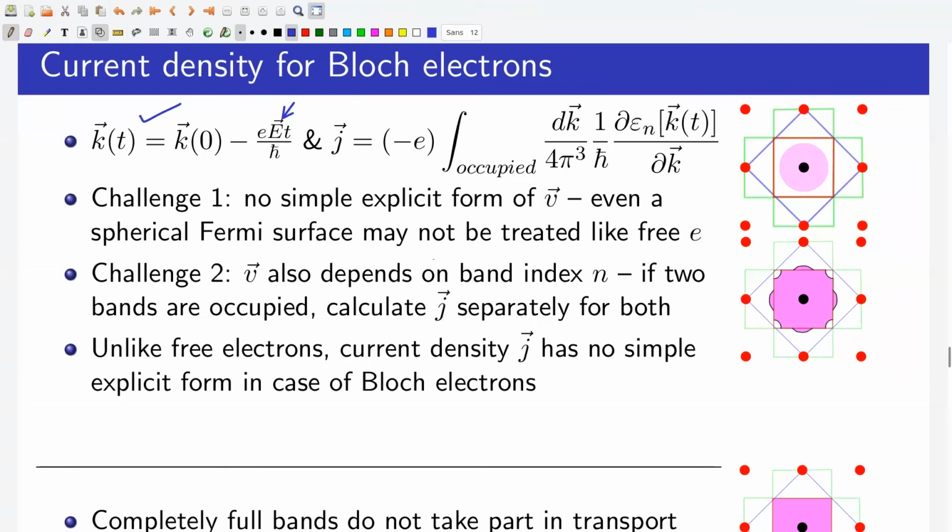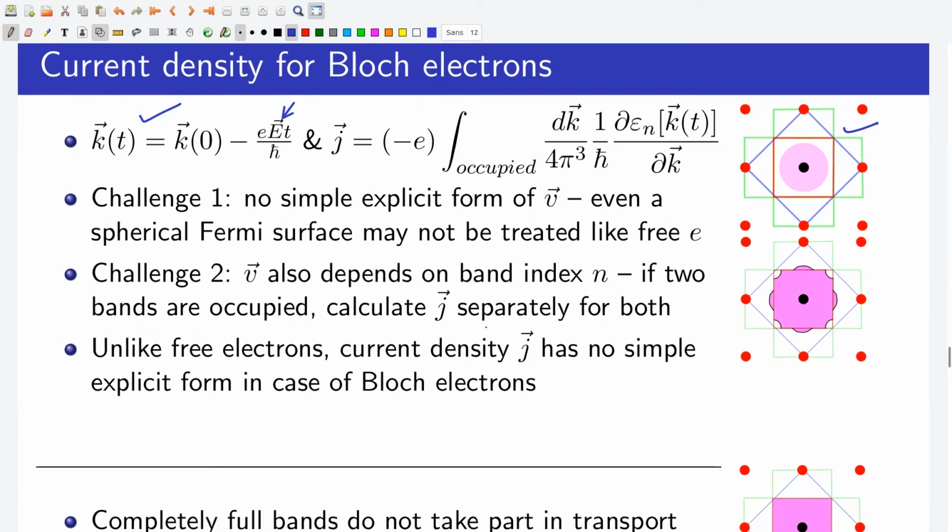Let us first consider a partially full band such that we have a nice circular free electron like Fermi surface as shown here. You may think that at least in this case, we can easily evaluate the integral like we did for free electrons. However, it is not necessarily true. Remember that in case of free electrons, velocity is a linear function of k. As a result, it is not too difficult to evaluate the integral to find j.